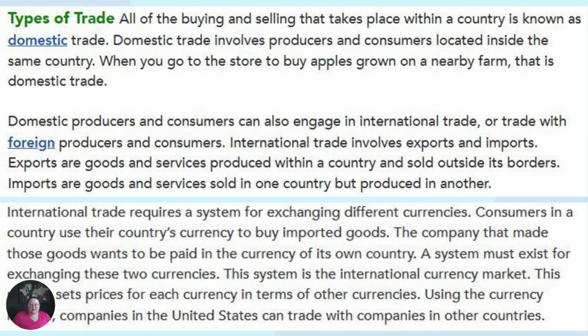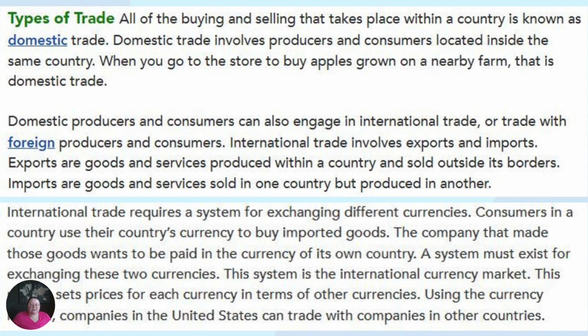Types of trade. All of the buying and selling that takes place within a country is known as domestic trade. Domestic trade involves producers and consumers located inside the same country. When you go to the store and buy apples from a nearby farm, this is domestic trade. Domestic producers and consumers also engage in international trade, or trade with foreign producers and consumers. International trade involves exports and imports. Exports are goods and services produced within a country and sold outside its border. Imports are goods and services sold in one country but produced in another.